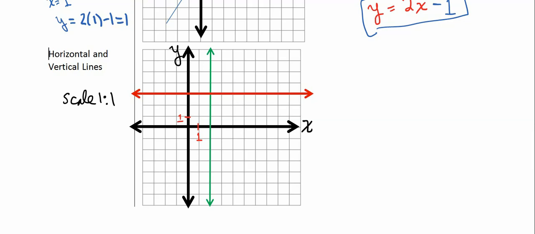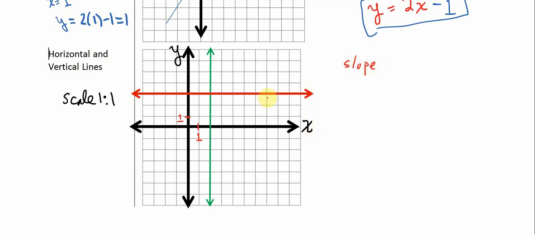In this video, we are going to study horizontal and vertical lines. On my XY axis here, the black ink is the X and Y axis, and I've drawn two lines: a vertical one, that's the green one, and a horizontal one, that's the red one. Let's start with the horizontal one right here. Let's think about what the slope of this line is.